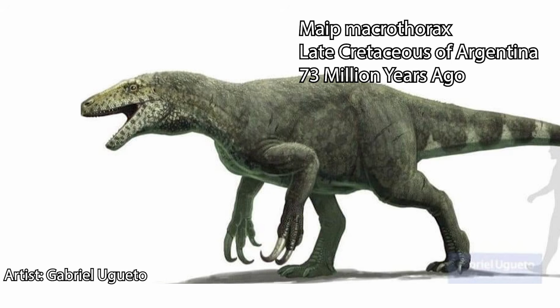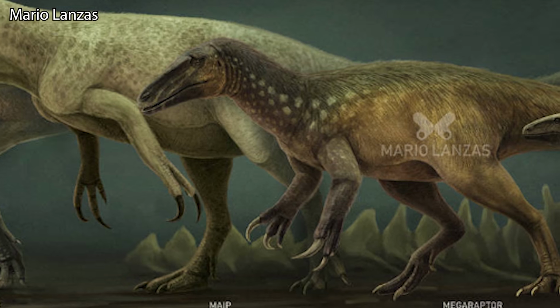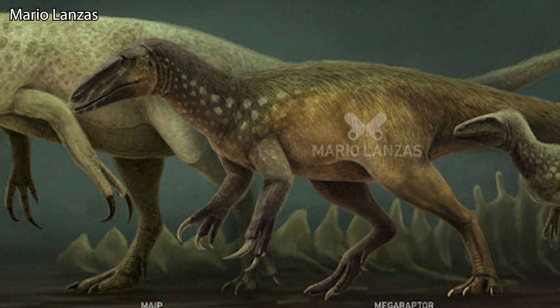And then lastly, but certainly not leastly, we do have Mipe. It lived in the late Cretaceous of Argentina, and it is possibly the largest megaraptorid that we have in the fossil record, with an estimated length of around 9 to 10 meters or 30 to 33 feet. Which is certainly saying a lot because other megaraptors are also pretty big, including animals like Megaraptor itself, which is 8 meters or 26 feet in length.